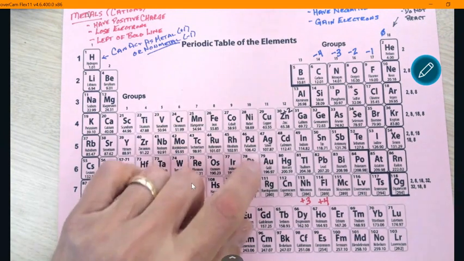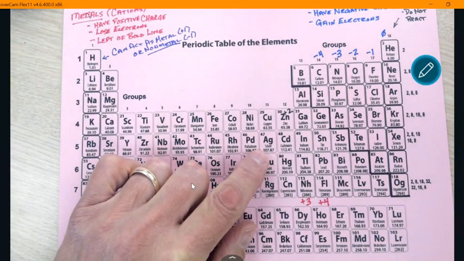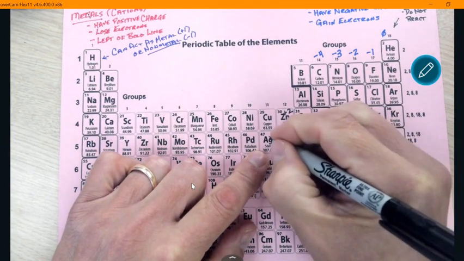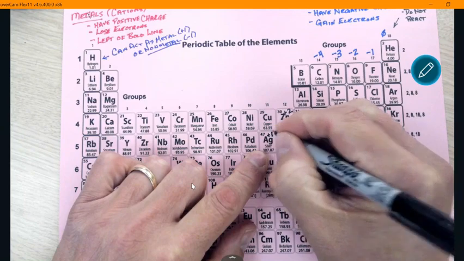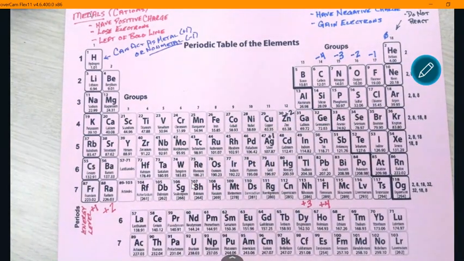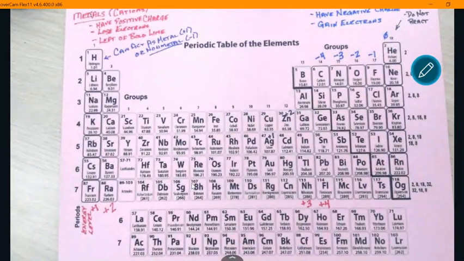The other one that we are going to do is silver. Ag, number 47. Silver is always a +1. Silver is always a +1, ladies and gentlemen. That's where we're going to stop for today. Questions?